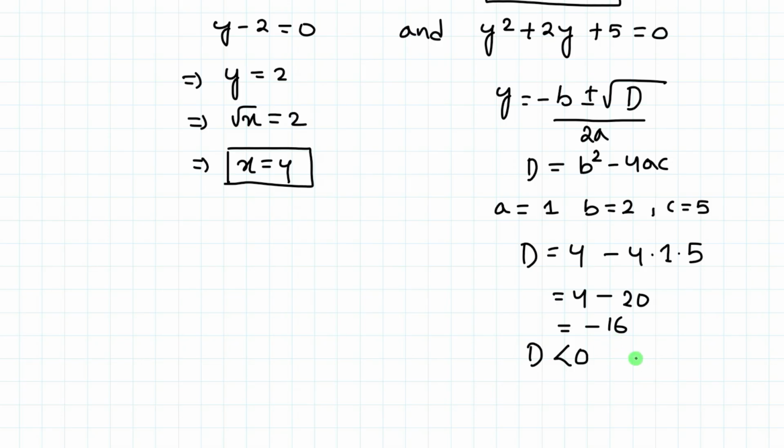But in the question it is given that the value of x is only a real and positive number. So the only real and positive answer we are getting is x equals 4. I hope you have understood both the methods clearly.